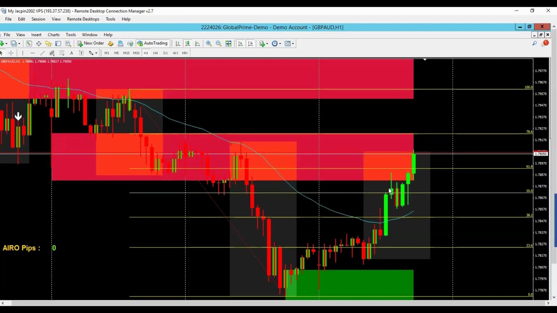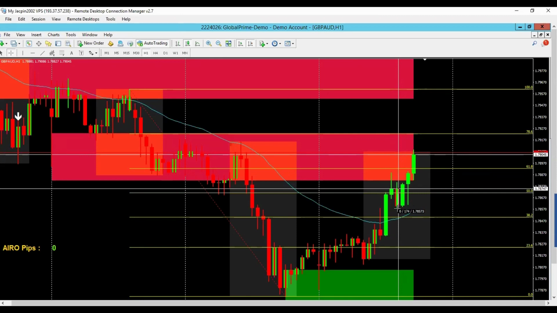And then what did it do? It closed above the 50. Where's it going to go? 61.8. Next candle, you would have had drawdown. That's cool. Don't be scared of drawdown. It's just that you've got to be able to take it. And this is on GR. You had about 17, let's just round that up, 20 pip drawdown. It's going to 61.8.